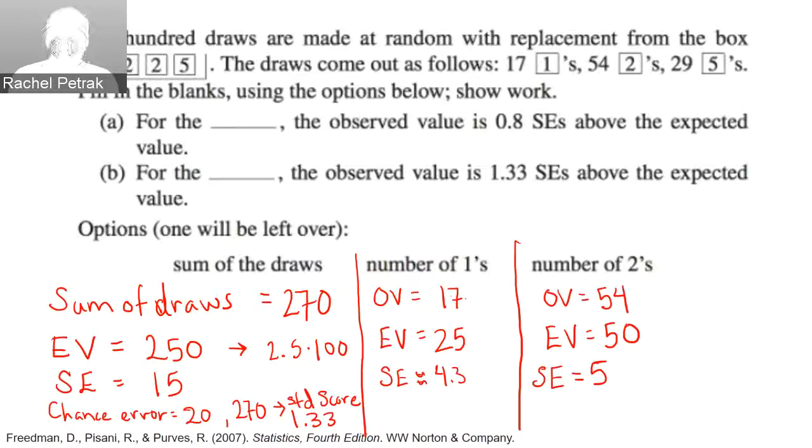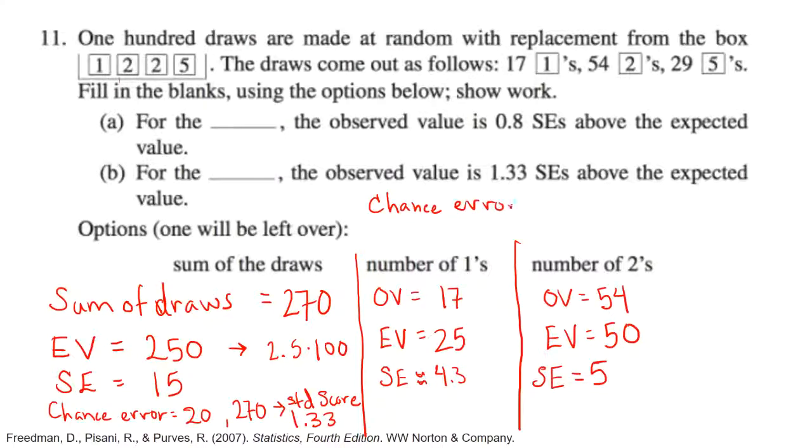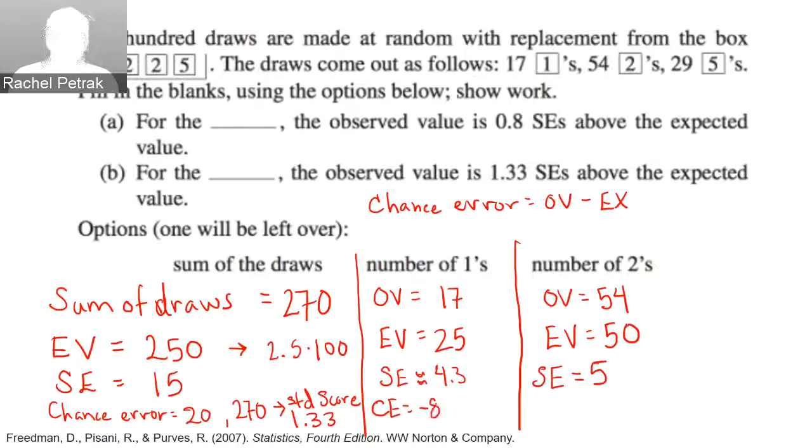Of course, we can get our chance error here. We're just using the observed value minus the expected value. Oops, that should be an EV, sorry. Observed 17 minus 25. We're going to end up with a chance error of about -8. We'll call this chance error. And we could convert our observed value to a standard score, and it's equivalent to a standard score of -1.8 standard errors.